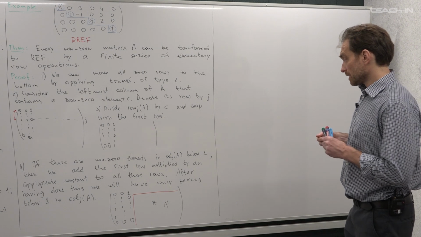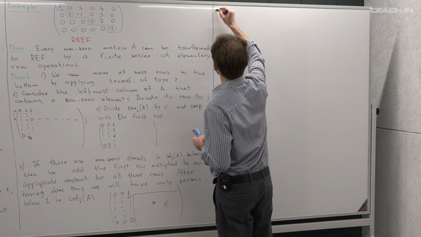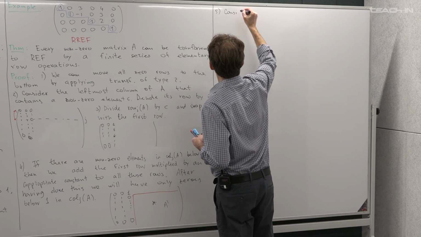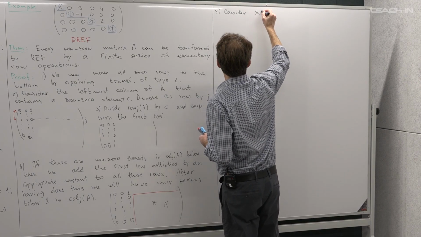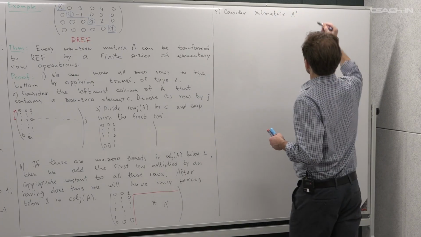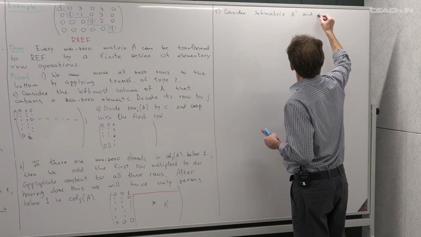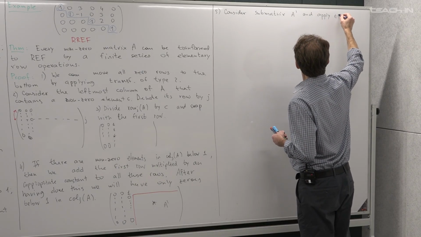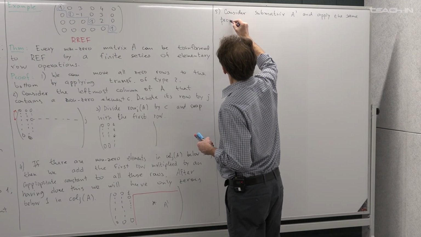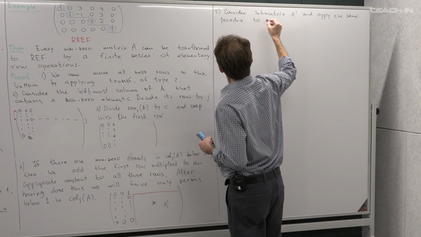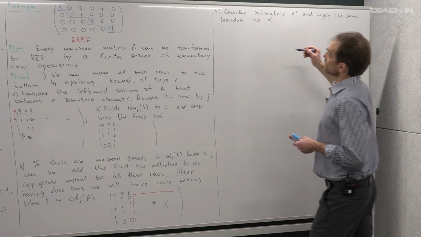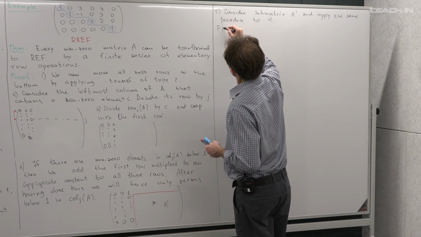Okay, so as I have already mentioned, we need to consider the submatrix A prime and apply the same procedure to it. So finally we will get row echelon form.